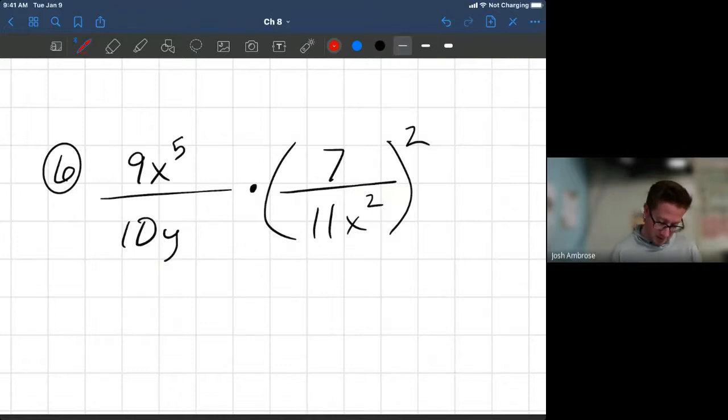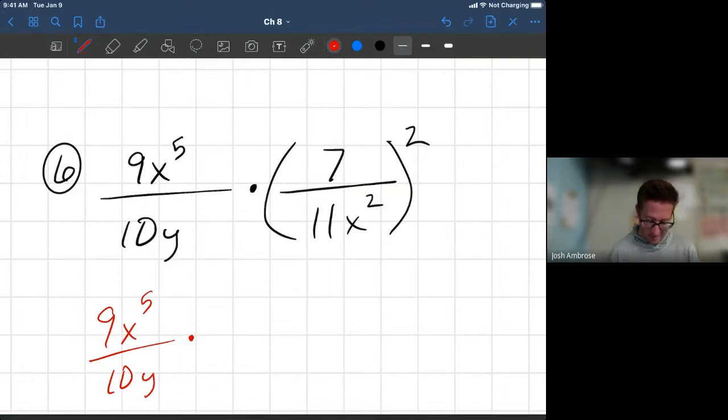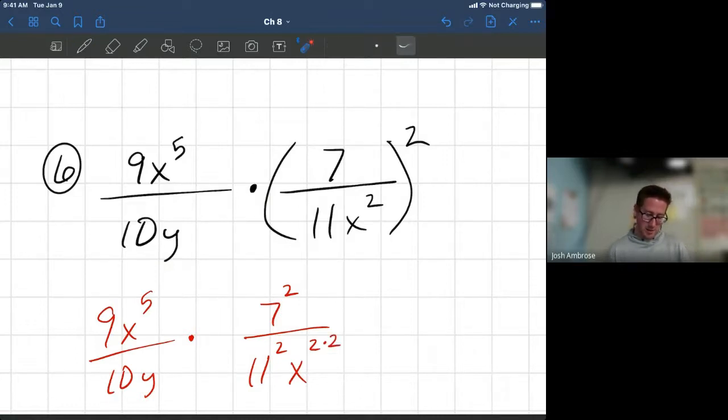So let's go ahead and put the 9x to the 5th and the 10y. We will deal with you, but not yet. Now, 7 to the 2nd power, 11 to the 2nd power, and x to the 2nd times another 2nd. Okay, because this is what we were given, and we had to distribute a 2 in to the expression. All right.